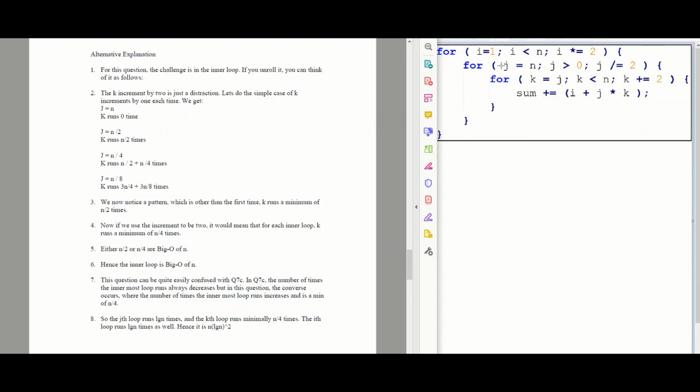In total, we know that this runs for log n times. So this whole thing runs for n times log n times. We know that this is also log n, so the entire thing is n times log n times log n, which is n times log squared n.